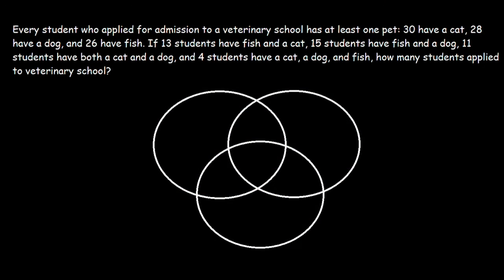In this video, I'll be explaining how to solve Venn diagram problems. Let's look at the question. Every student who applied for admission to a veterinary school has at least one pet. 30 have a cat, 28 have a dog, and 26 have fish. If 13 students have fish and a cat, 15 students have fish and a dog, 11 students have both a cat and a dog, and 4 students have a cat, a dog, and fish, how many students applied to the veterinary school? So whenever you solve any type of problems like these, you're going to use a Venn diagram.